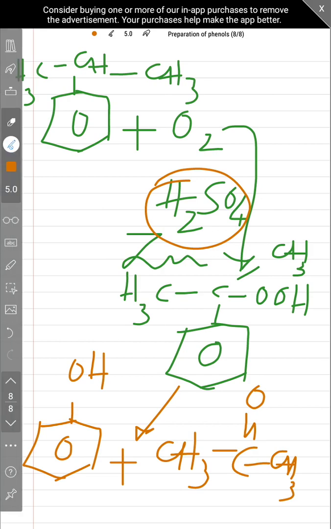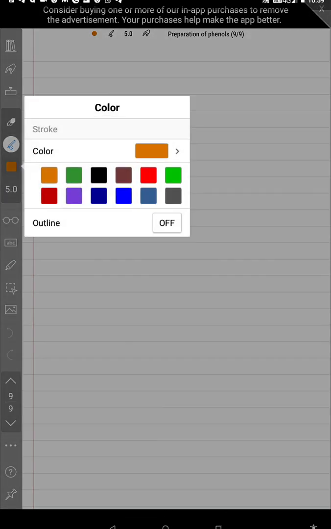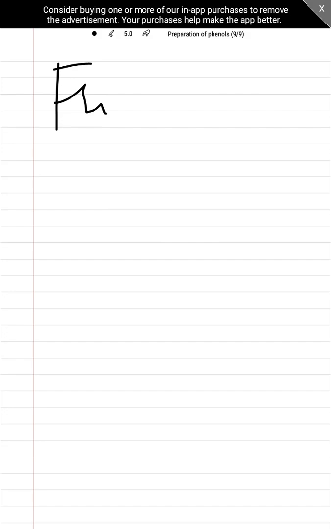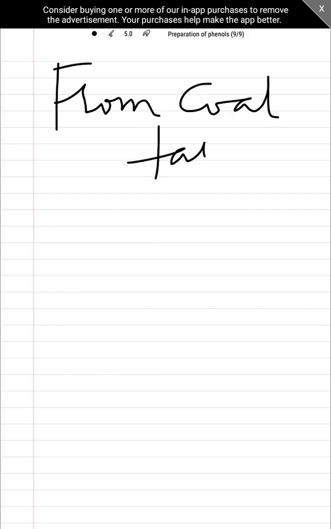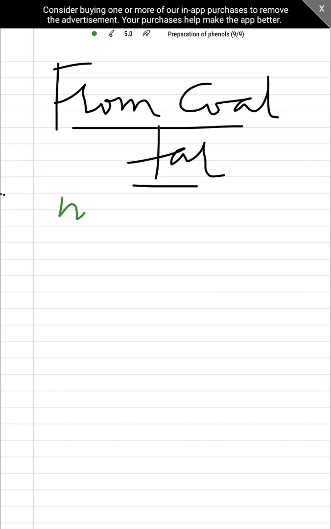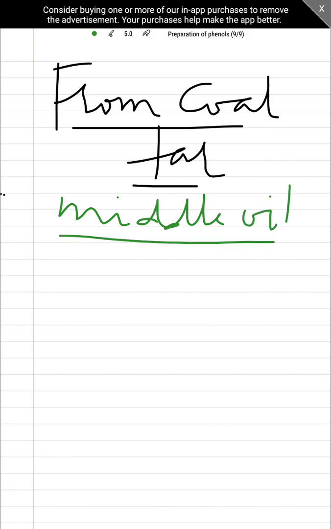And the last method is related to extraction of phenol from coal tar. This is the industrial method. We know very well that coal tar is obtained by destructive distillation. Phenol is extracted from the middle oil fraction. Different layers are obtained: light oil, middle oil and heavy oil fraction. The middle oil fraction contains phenol.